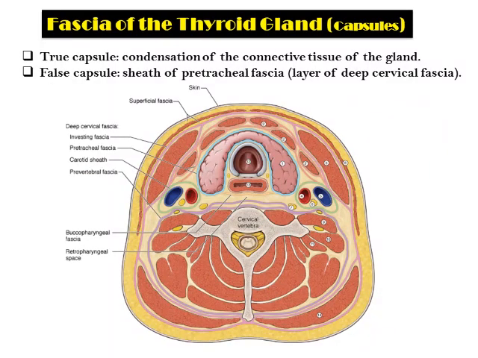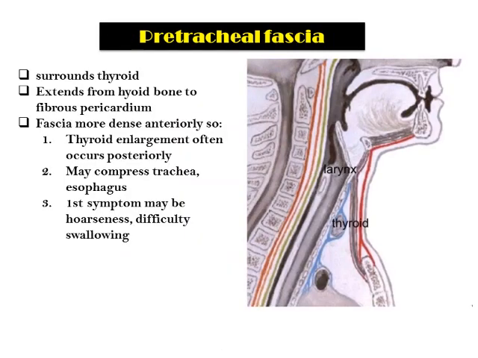Fascia of thyroid gland. The gland is covered by two capsules: the true capsule, which is formed by condensation of the connective tissue of the gland, and the false capsule, which is a sheath of the pretracheal fascia. Pretracheal fascia is a layer of deep cervical fascia. It surrounds the thyroid gland and extends from the hyoid bone to the fibrous pericardium below. This fascia becomes more dense anteriorly, so thyroid enlargement often occurs posteriorly and may compress the trachea, leading to hoarseness of the voice, or compress the esophagus, causing difficulty in swallowing.